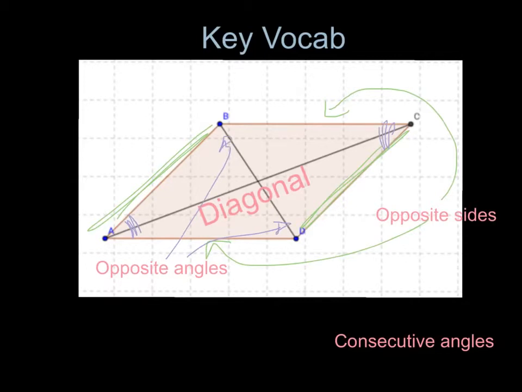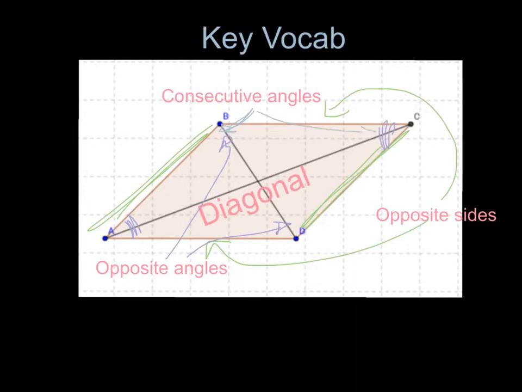And the last one, consecutive angles. Put that up here. Consecutive angles are next to each other. So an example of consecutive angles would be these two here. So diagonals cut across, so we have two sets of diagonals.